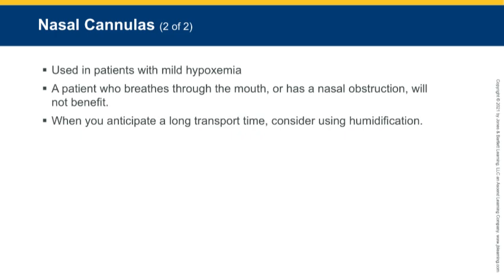The nasal cannula is best suited for patients with mild hypoxia who can breathe adequately on their own. However, its effectiveness decreases if the patient breathes through their mouth or has nasal congestion. For long transports, consider using humidified oxygen to prevent irritation. If a patient requires a higher concentration of oxygen, switching to a non-rebreathing mask or another oxygen delivery device may be necessary.